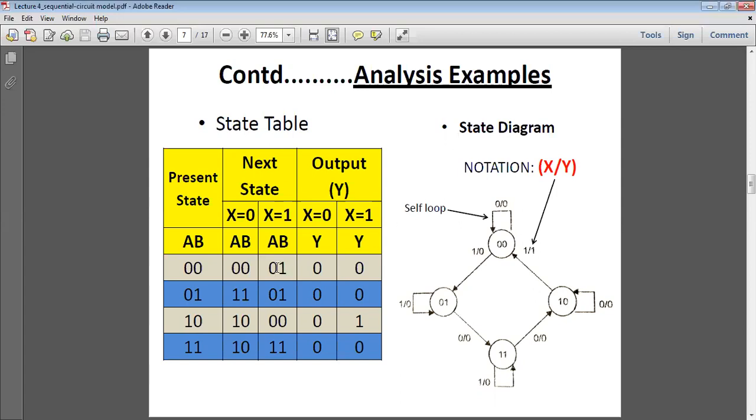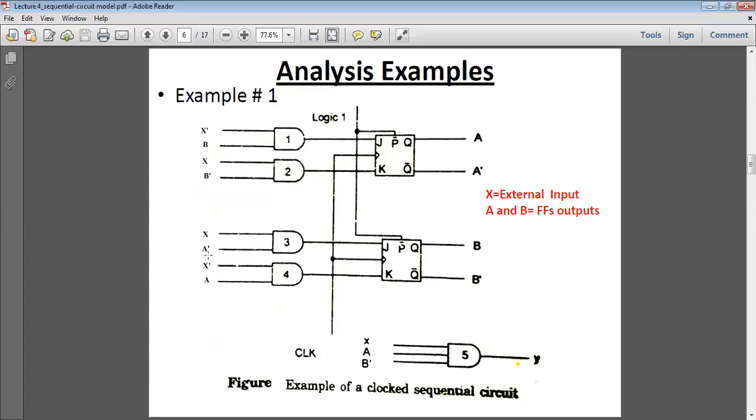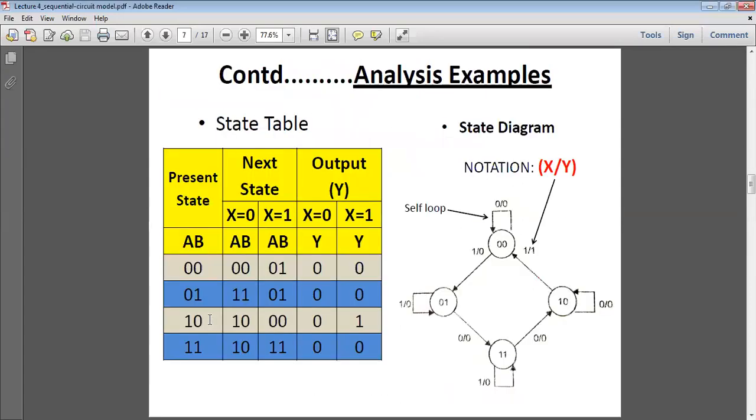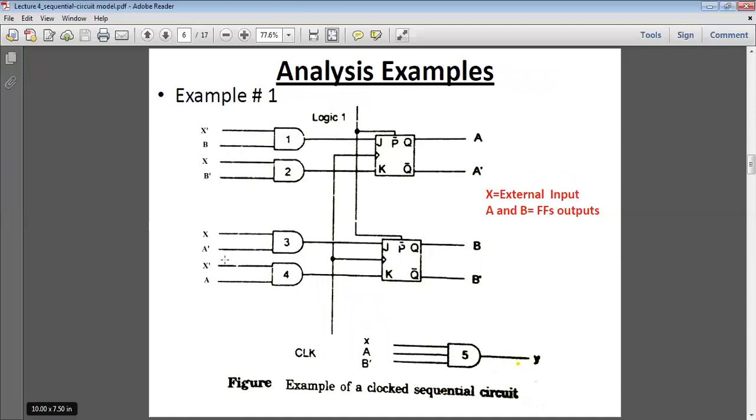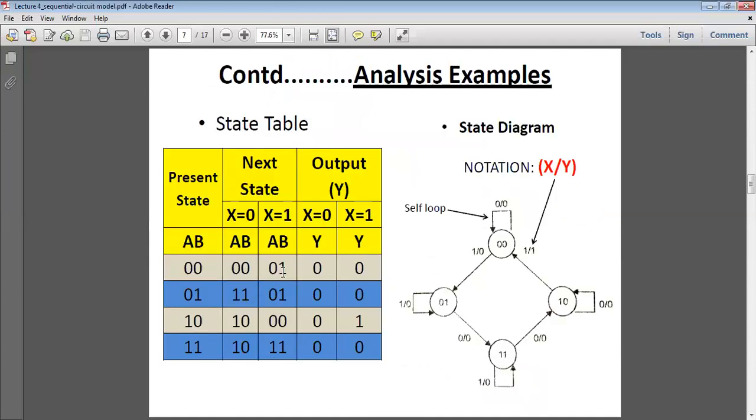Now for B, here A and B both are 0 0. So A is 0 means A complement is 1, X is 1. So the AND gate 3 output is 1. So J is 1, K is 0. So for a JK flip-flop, J is 1, K is 0 means B is 1. So the next state is B is 1 and A is 0. During that time, what is the final output for X equal to 0 or X equal to 1 in both cases?